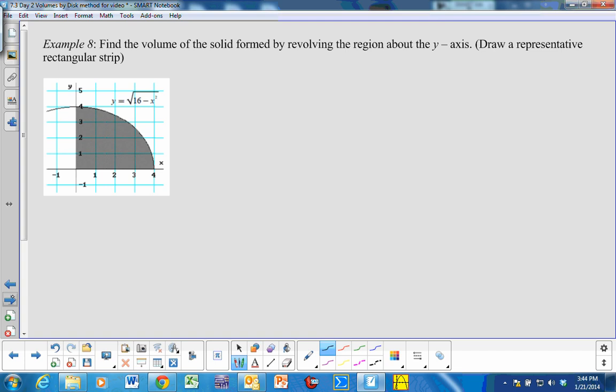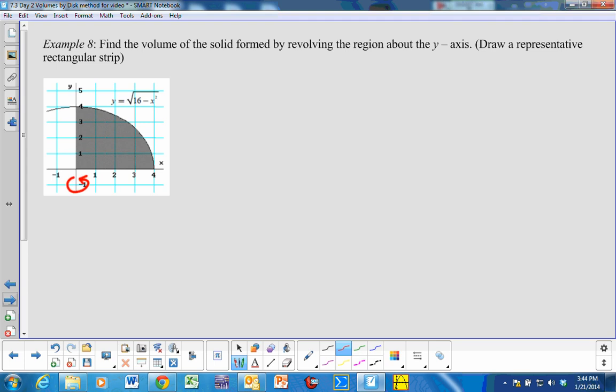Okay, so let's go on to another example. So here's another one. And this time it says we want to revolve this solid around the y-axis. And then on your page, you have the picture in your notes of what this will look like after you revolve it. So I want to always mark that I am revolving this about the y-axis. So I always mark that.